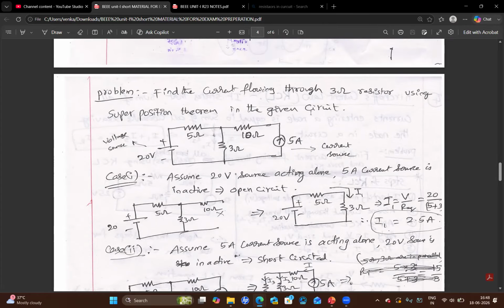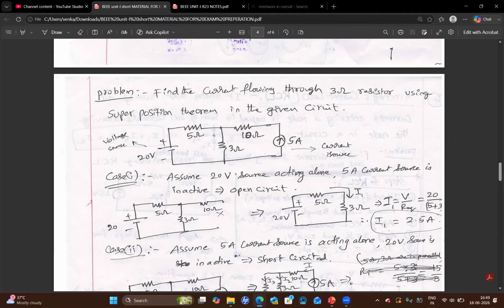Here, response in any element means the element is a resistor, that is the 3 ohm resistor. What is the response? We need to calculate current. Here current is the response. So the current flowing through the 3 ohm resistor can be calculated by using the superposition theorem. The theorem states that if there are two or more sources, for example, here two sources are there, a 20 volt voltage source and a 5 ampere current source.